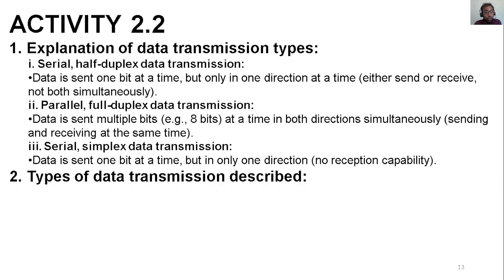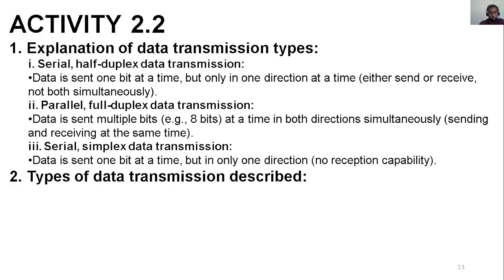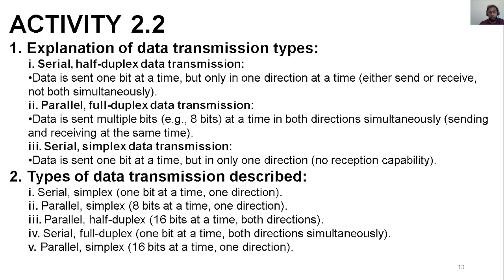Next is serial and simplex data: one bit at a time, but data travels in only one direction, not in both directions. Types of data transmission described. Let's say one bit at a time, one direction, and parallel is 8 bits at a time, one direction. That is parallel. Basically, these are the answers given.